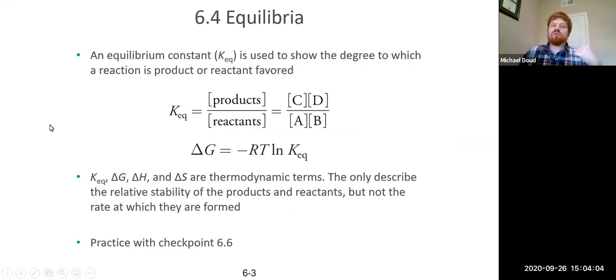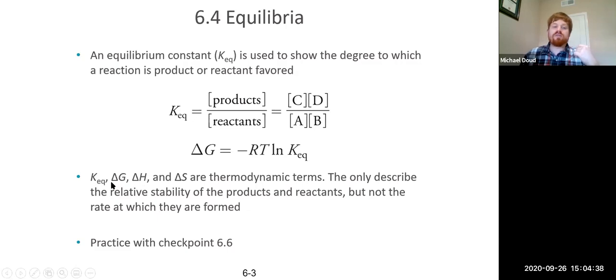Okay, so just a quick review of the math of equilibrium. Remember that an equilibrium constant is equal to the concentration of the products divided by the concentration of reactants. For the reaction that we just saw, we have the concentration of C times the concentration of D divided by the concentration of A and the concentration of B. We also have this relationship between delta G and K, where the delta G of a reaction is equal to negative R, the ideal gas constant, times the temperature in Kelvin, times the natural log of the equilibrium constant K.